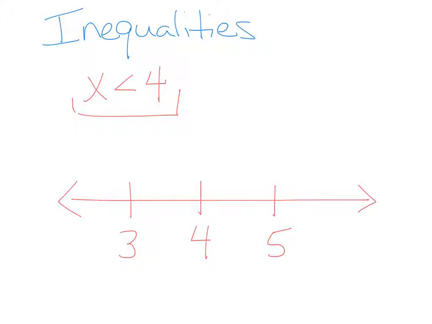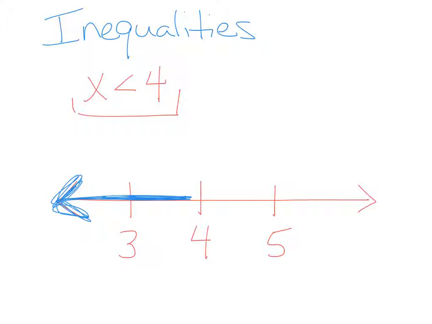So if x is less than 4, all those numbers that I listed would be on this side of 4, because it's less than. If x is 3, that's less than 4, 2, 0, they're all on this side of 4. So that means that side gets highlighted, if you will, and then I make the arrow nice and big to show that it goes on forever.